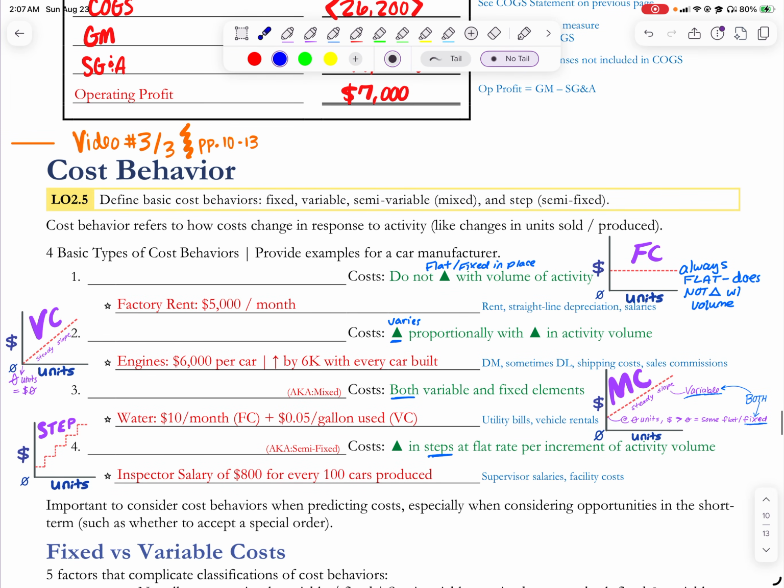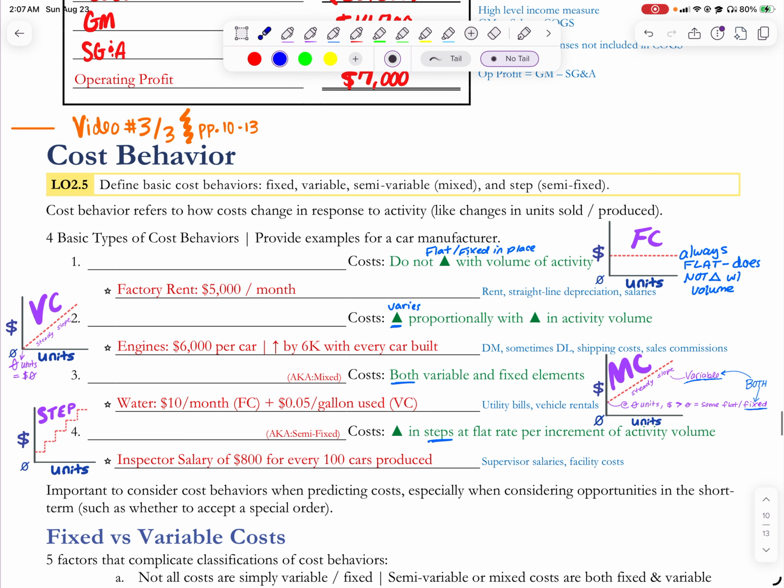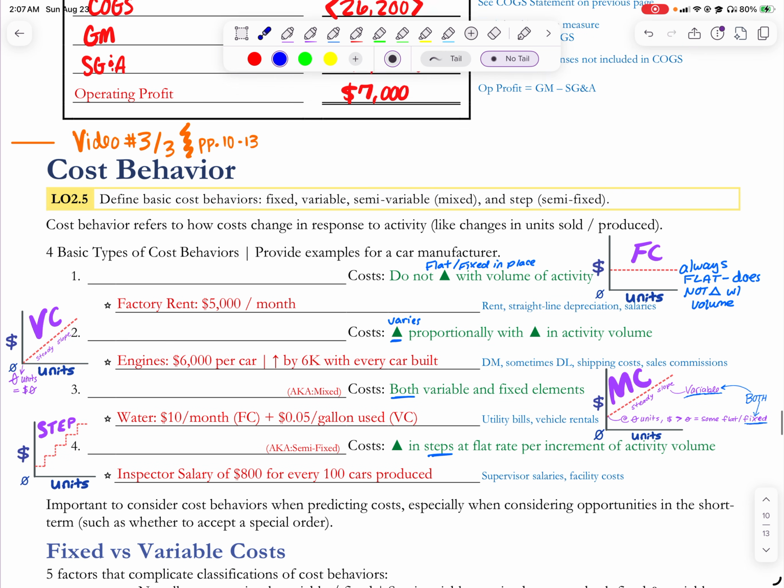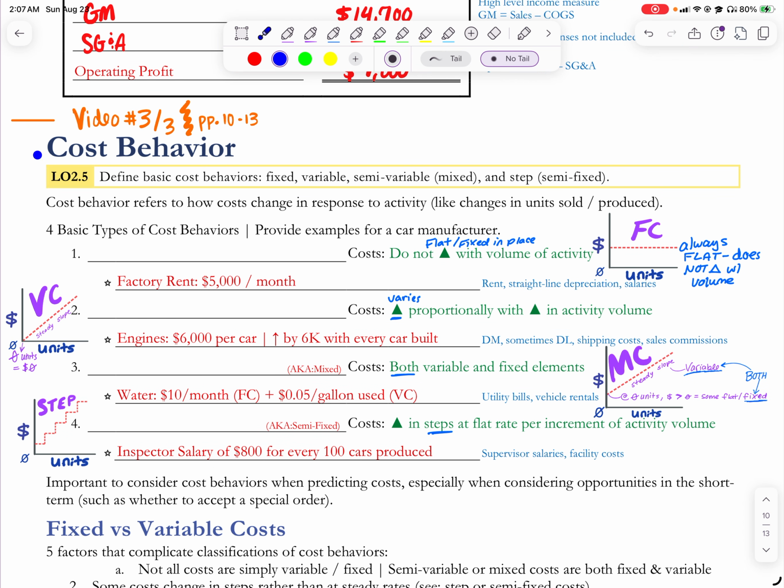This is video 3 of 3, starting in the middle of page 10, going to the end of the chapter 2 class notes on page 13. Here, we will begin talking about cost behavior.